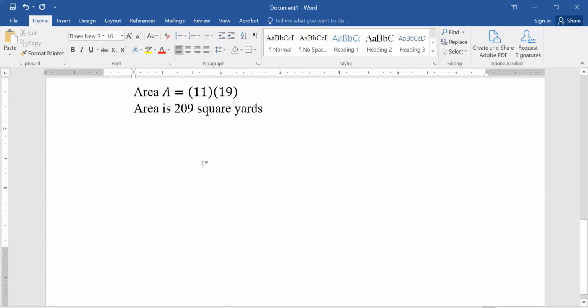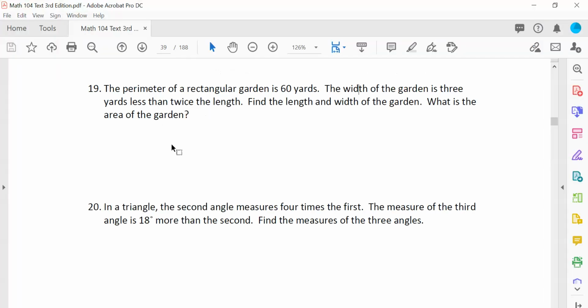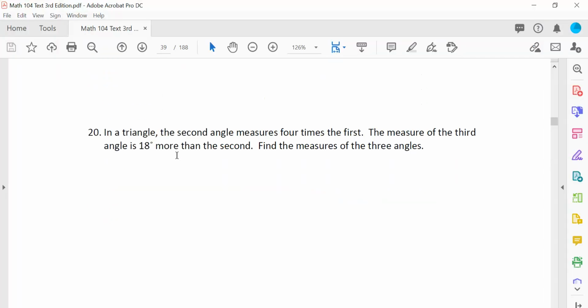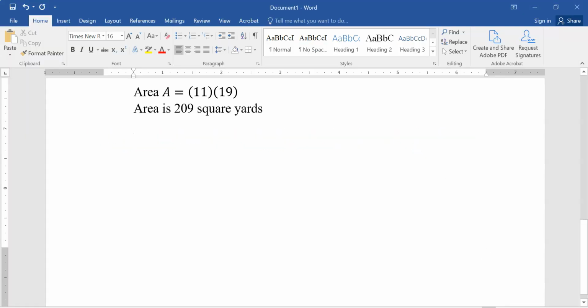All right, so let's take a look at the next one. The next one here is number 20, and it says, in a triangle, the second angle measures 4 times the first. The measure of the third angle is 18 more than the second. Find the measures of the 3 angles. So we have 3 angles of a triangle. We know the formula for that.